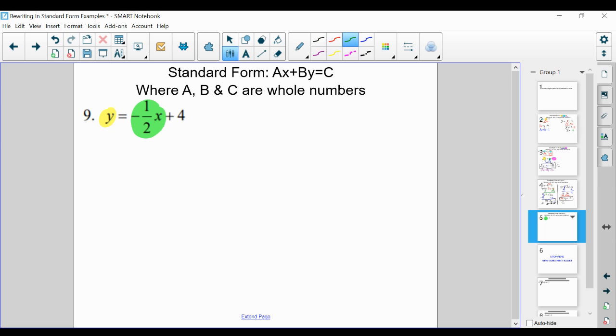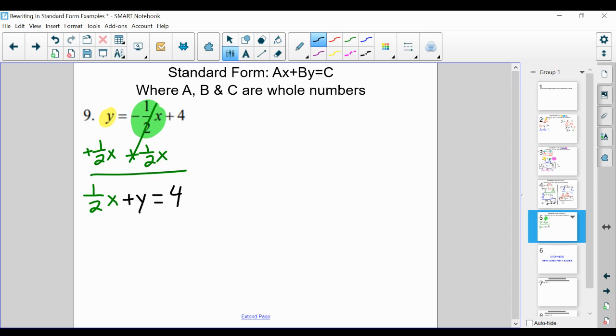So we're going to be adding 1/2 x to both sides. I know this is for fractions. That's okay. We're going to be just fine. Don't worry. Our x on the right-hand side, we cancel out that term. And we have 1/2 x plus y is equal to 4.